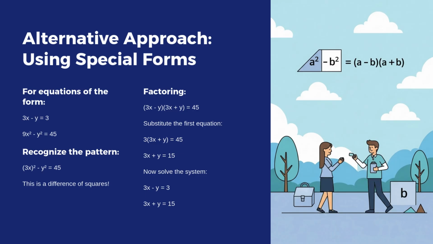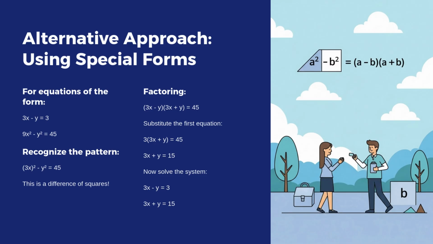Substitute the first equation. From the first equation we know 3x minus y equals 3. So substitute this into the factorized form. This gives 3 multiplied by (3x plus y) equals 45. This is simplified because 3x minus y is replaced by 3. Now divide both sides by 3. This gives 3x plus y equals 15. This is obtained by cancelling the common factor of 3 on both sides.